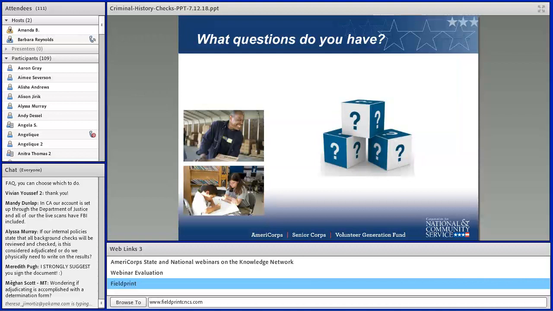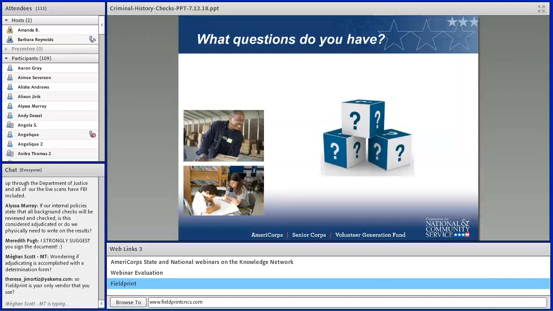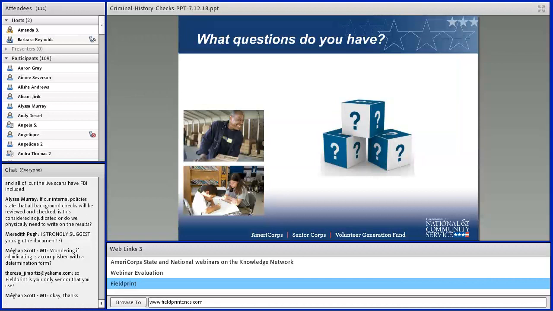Wondering if adjudicating is accomplished with a determination form. I don't know what your determination form is or looks like, but as long as it shows that you've cleared someone and you've documented that, I think it should be okay. Again, you just have to document that you've adjudicated someone for service and cleared them for service.